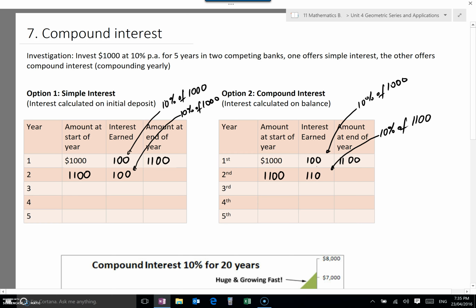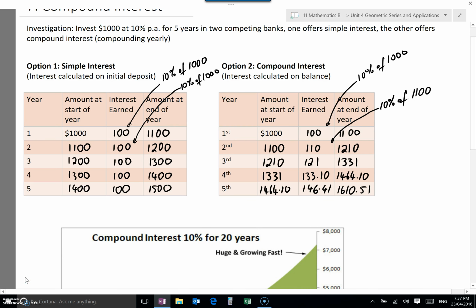So at the end of the second year, in simple interest, we would have had $1,200, but in compound interest, we would have had $1,210. I want you to complete the rest of the table. Hopefully you've completed that by yourself and you got the same as me, and neither of us made any mistakes. So you can see at the end of 5 years, using simple interest, we would have ended up with $1,500. But using compound interest, we would have ended up with $1,610.